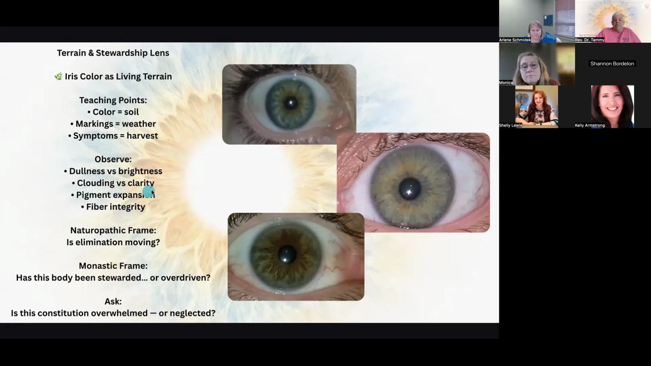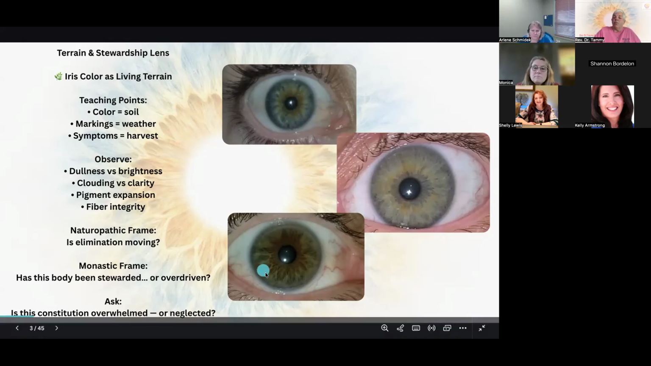So, cloudy versus clarity. This one looks a little cloudy to me. This is another blue eye. This is a mixed biliary, but you want to look at the pigments and the expansion of the pigments. So we see pigments in every one of these eyes. And then you want to look at the fiber integrity. This fiber has a lot of integrity. It's tight, it's like silk. So when this person starts on a detox pathway or really gets to work on their health, they're going to respond very well. This one would be the second person to respond, and this one would be the last one to respond. They'll have a little bit harder time.